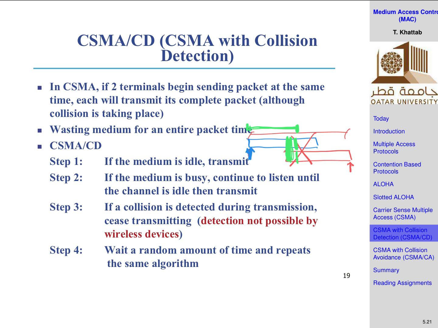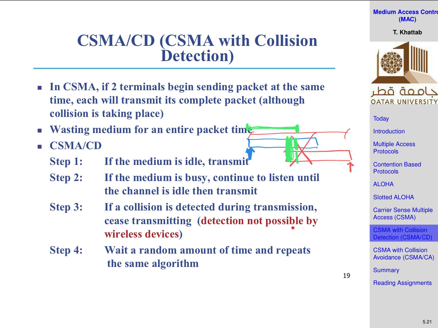So let's look at the steps. The steps say that if the medium is idle, transmit, which we know. If the medium is busy, continue to listen until the channel is idle, then transmit. This is the non-persistent method. If a collision is detected during transmission, cease transmitting. That's the part that we described here. So stop the transmission at that point from both nodes or from all the nodes that are colliding together.